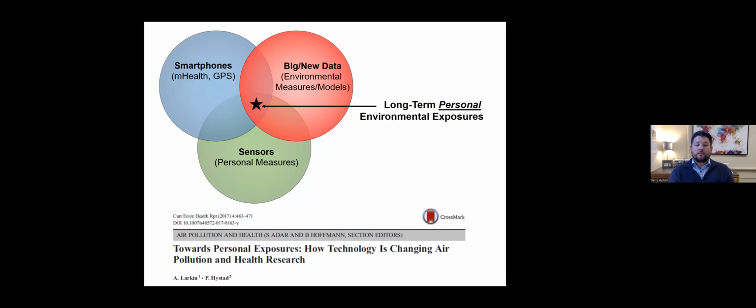And so back in 2017 already, me and Andrew Larkin published this commentary on how we could use new technology to move towards long-term personal exposure assessment for air pollution. And this could be done by integrating information and data that we could get from smartphones, big new data sets, and then personal monitoring. Most of what I'm going to talk about today is the blue and the red bubbles. I don't have too much time to go into how we're integrating personal monitoring into these studies, but if there's any questions afterwards, I can talk about that as well.